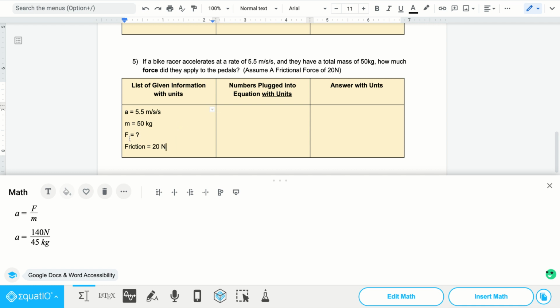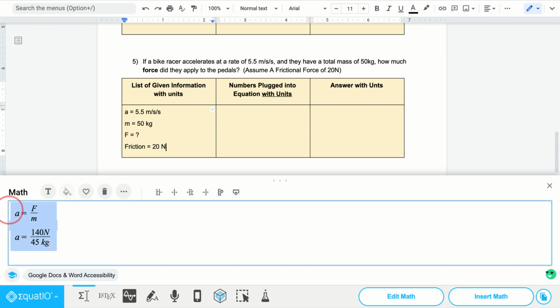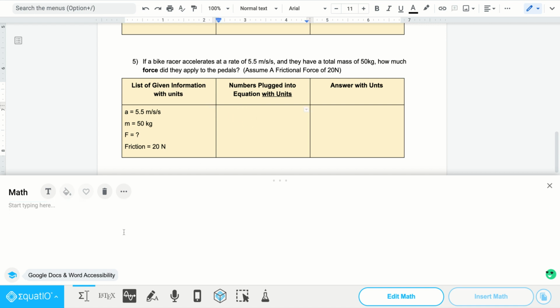First, we're going to find out what the net force is. F equals ma gives us the net force, but then we need to keep in mind that there's a frictional force that is applying 20 newtons in the opposite direction, so the bike rider has to overcome that friction and then also accelerate the bike. So let's figure out the net force.